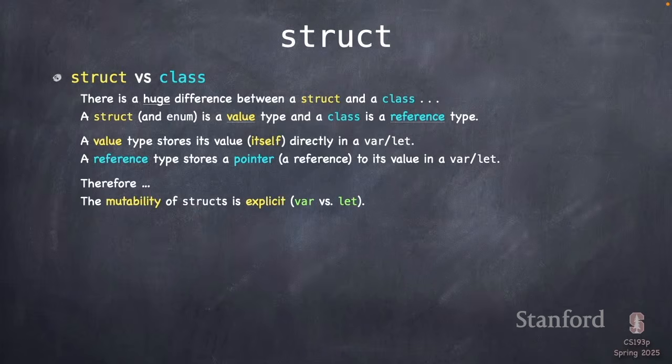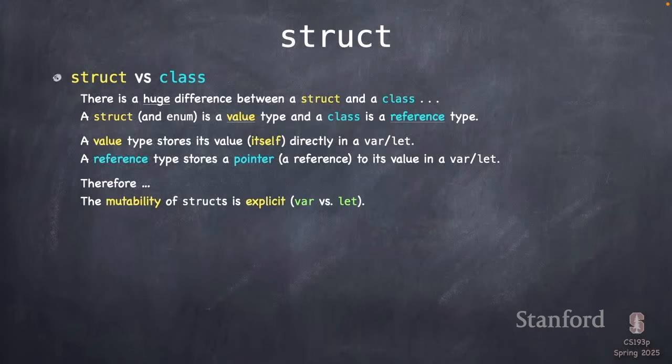So what does it mean to our daily lives that structs are this way? Well, we already talked about this. The mutability of structs, whether they can be edited or changed, is explicit. Because if you put a struct in a var, you can change it. If I have an array of something and I put it in a var, I can add something to the array. I can delete something from the array. If I put that array in a let, I can't even call the function append.